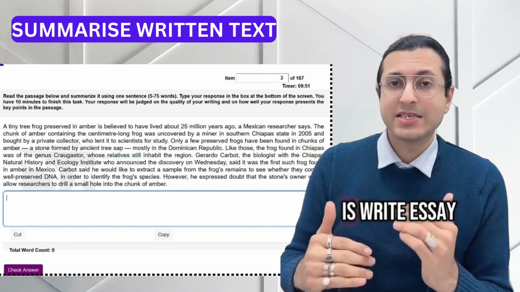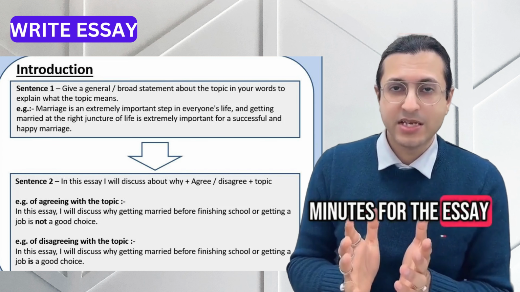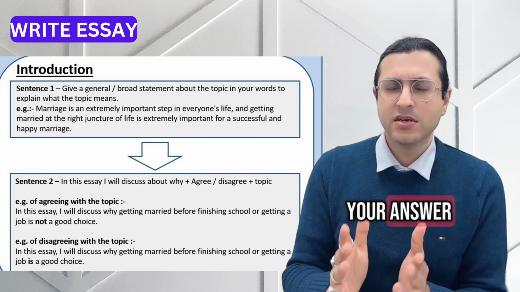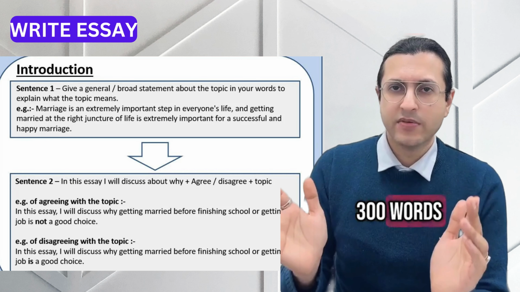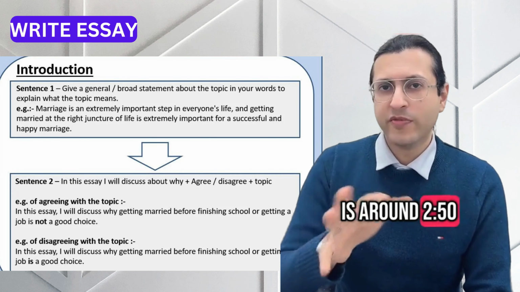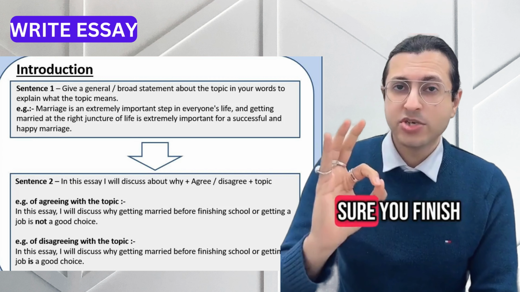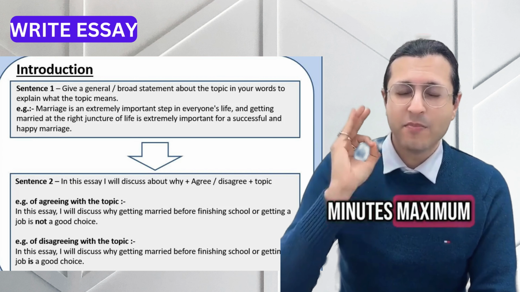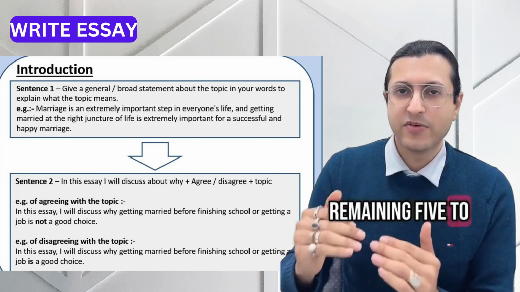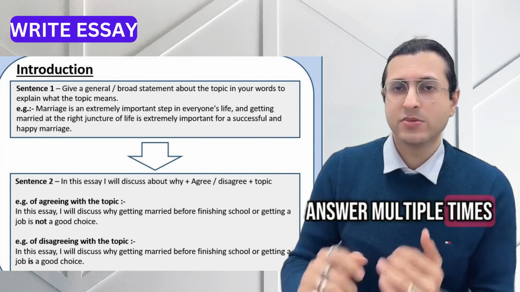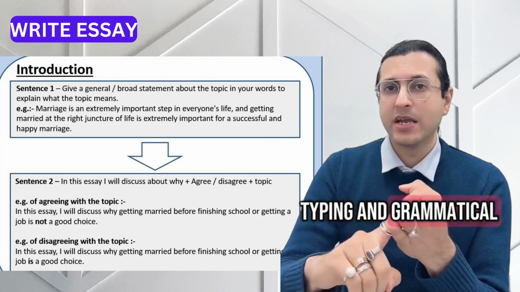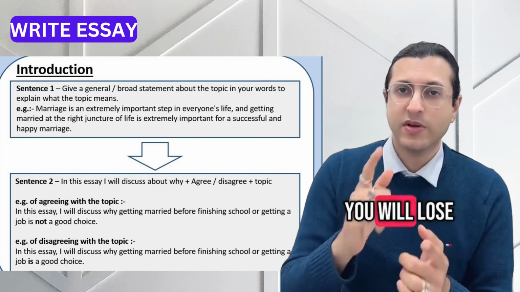The next task is write essay. You get 20 minutes for the essay. You must finish your answer, which should be between 200 to 300 words. Ideal word limit is around 250 to 275 words. Make sure you finish it in 14 minutes, maximum 15 minutes, so that in the remaining 5 to 6 minutes, you check your answer multiple times for spelling, typing, and grammatical mistakes. For each of these mistakes, you will lose marks.